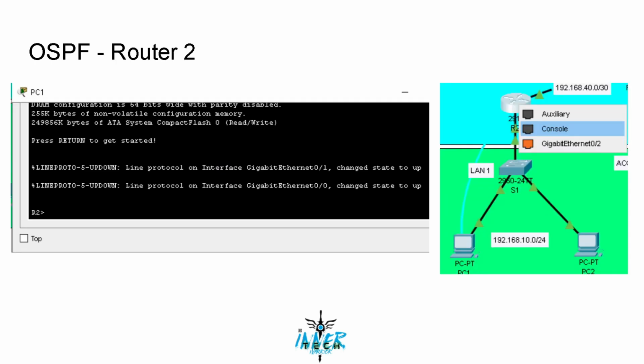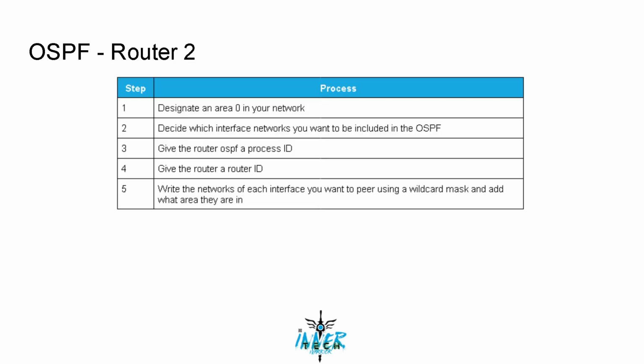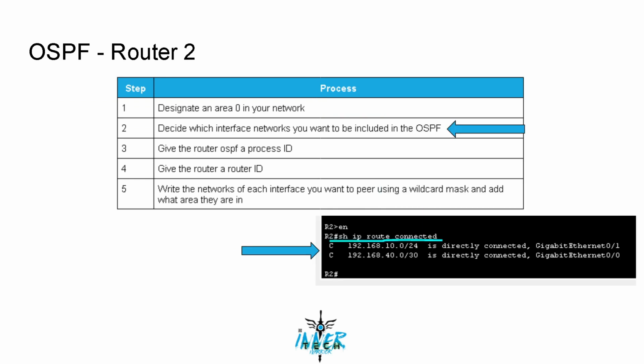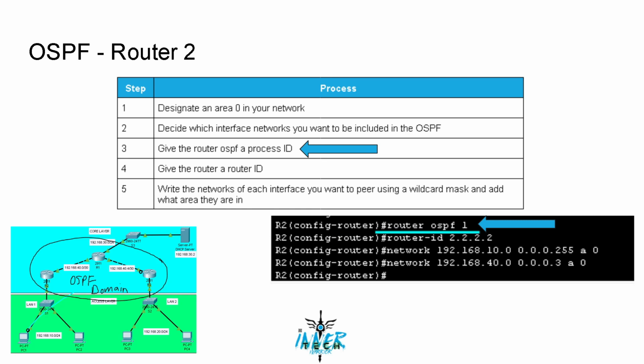Then let's move the console cable to router 2 so we can set up its OSPF configuration. Remember the steps for OSPF. We know everything is area 0. So step 2 is to find a network on the interfaces that we want to include. So let's do a show IP route connected command. Then let's configure OSPF with the process ID, which should be the same process ID across all the routers in this OSPF domain. So the process ID here is OSPF 1.